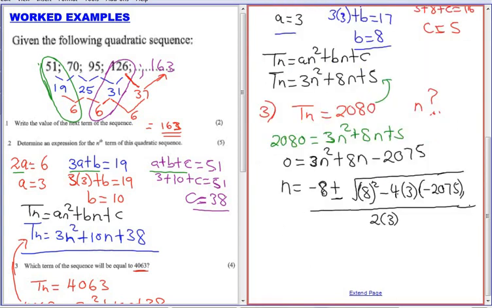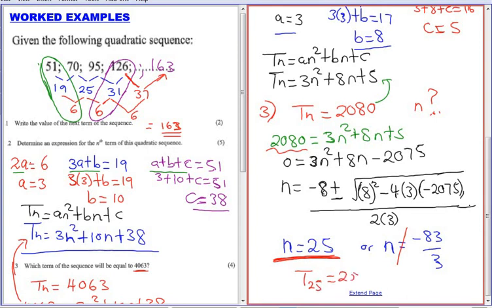So in this situation, I'm going to be able to get my 2 n values. Normally, the other value should just go away. So 25, I have a feeling this should be the one right here. Or your n is equal to, okay, I'm getting negative 83 over 3. Well, it's both negative and it's not even a natural number, so this is not the solution. So this is the position of 2080 right here. It is T25, which is equal to 2080.